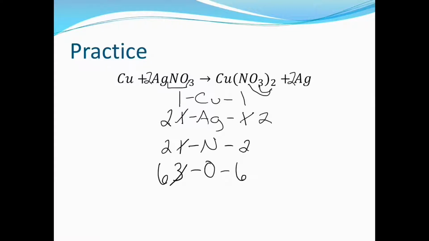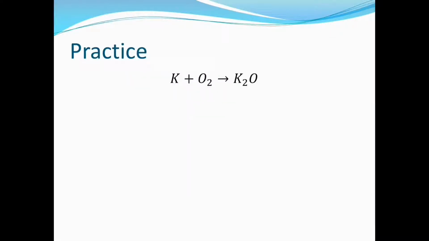Looking at all our numbers, we got to make sure they're balanced. Copper has 1 and 1, silver has 2 and 2, nitrogen has 2 and 2, oxygen has 6 and 6. We are balanced. So we've added a 2 coefficient in front of AgNO3 on the reactant side, and a 2 coefficient to the Ag on the product side. Seems simple enough. All right, well then let's try this one.